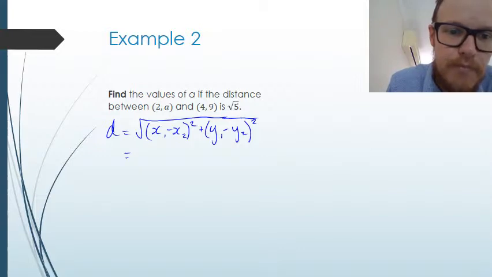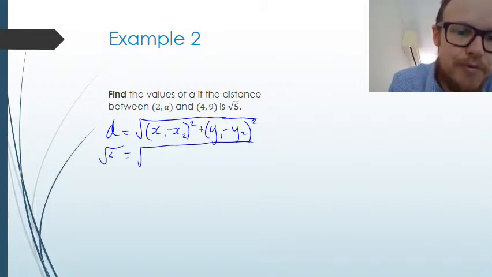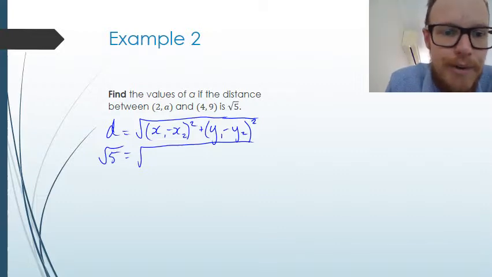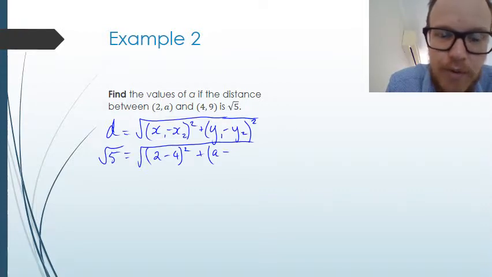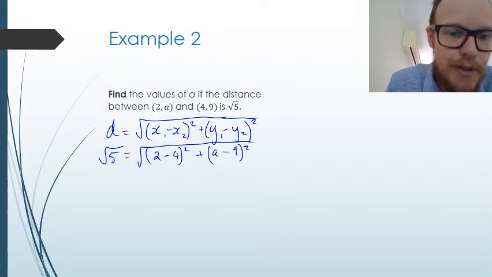Okay, so substitute known values in. I know the distance is root 5. I know that x1 is 2 and y1 is 4 squared. I know that y1 is a, that's what we're trying to find, and I know that y2 is 9 squared. So then I need to simplify as much as I possibly can.